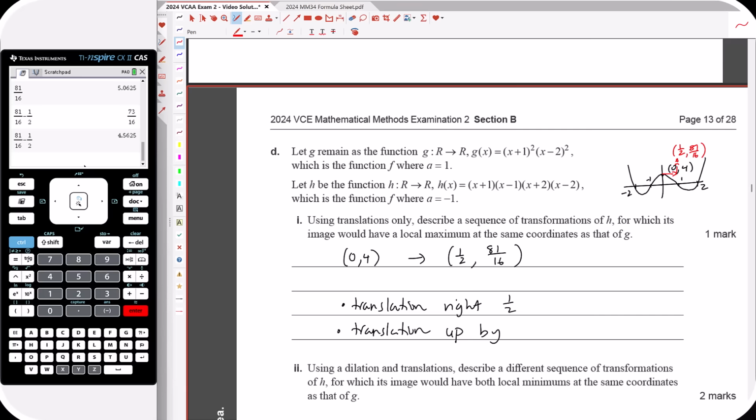Oh, why did I subtract half? Sorry, the y value is 4. So 81 on 16. It was too big. 81 on 16 minus 4. Okay, so we're going up by 17 on 16 units.